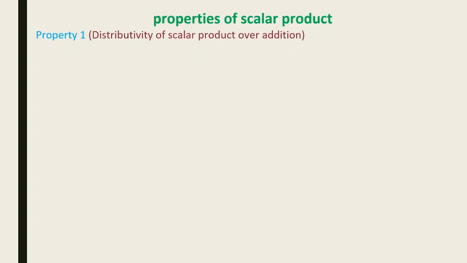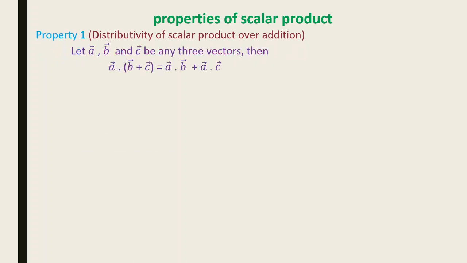Let's move to some other properties. The first property is the distributive property of the scalar product over addition. Let vector a, vector b and vector c be any three vectors. Then vector a dot (vector b plus vector c) is equal to vector a dot b plus vector a dot c. This is our distributive property.